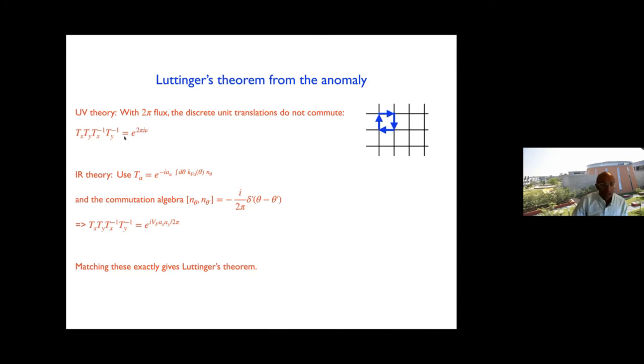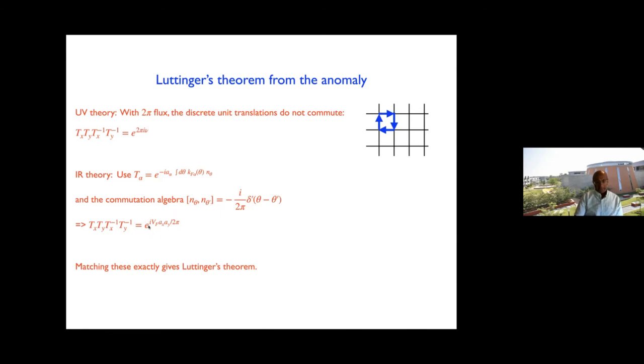Okay, so we want to reproduce this equation using the embedding of the symmetries into the IR theory. So we know that translations embed as this object, e to the minus i times the integral of d theta times the Fermi momentum times n theta. And we know the commutation algebra of these n thetas in the presence of this 2 pi magnetic flux. It's this anomalous commutator. So then there's some simple algebra that you can do to evaluate Tx Ty Tx inverse Ty inverse using these two equations.